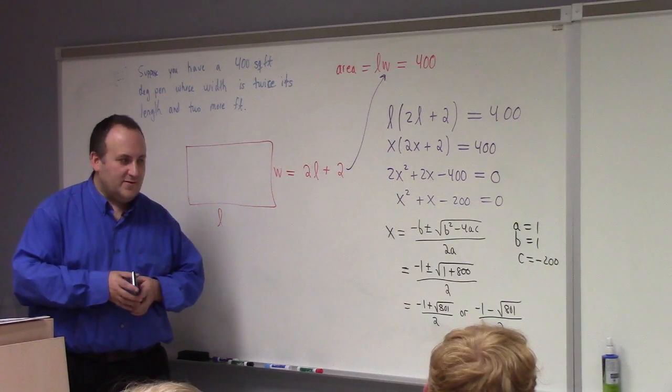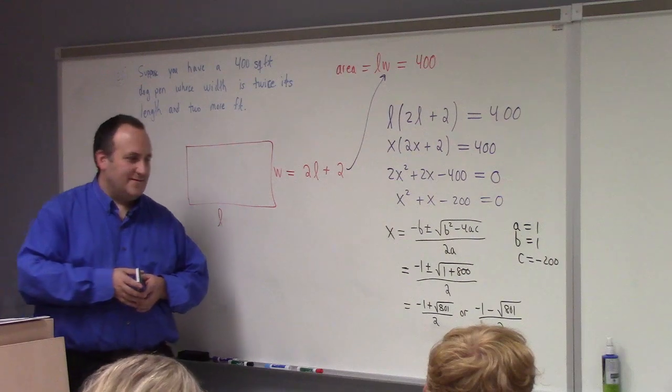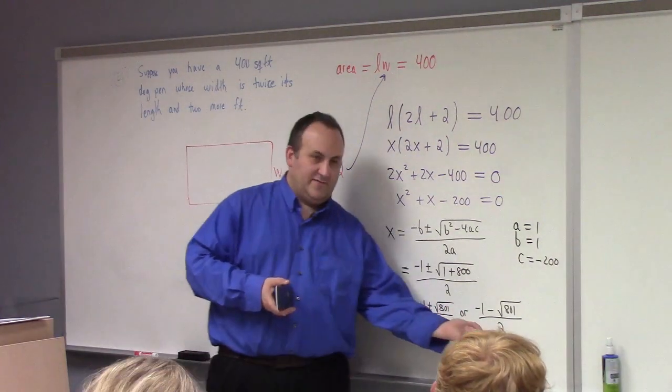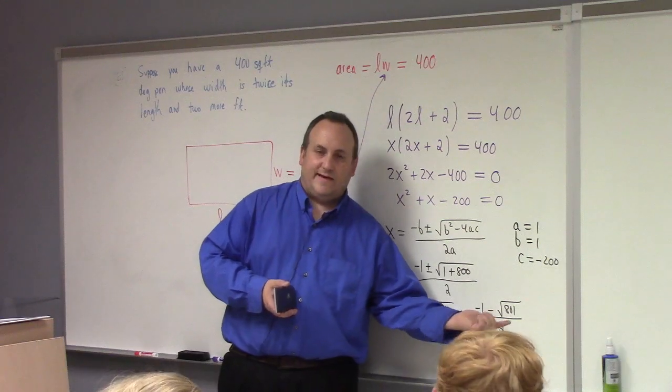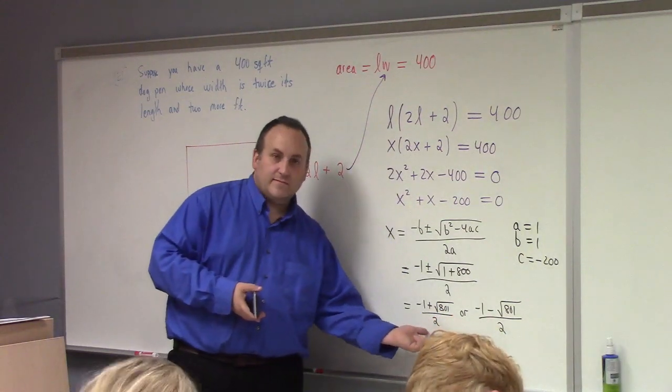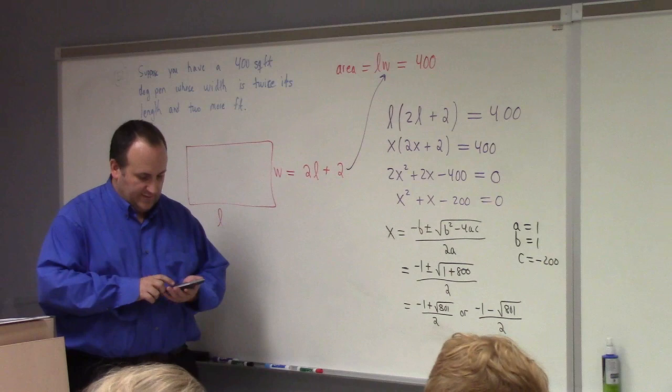Is it the one closest to you? Oh, I see what you're talking about. Right, this one's negative, right? So can the length be negative? No. So this has got to be the answer. So we calculate the square root.